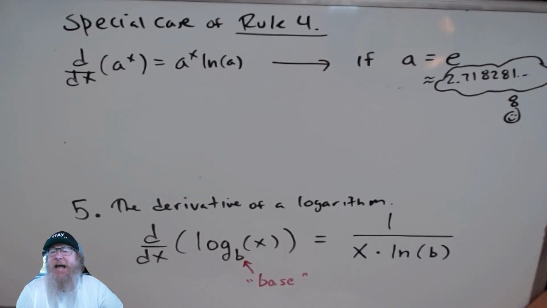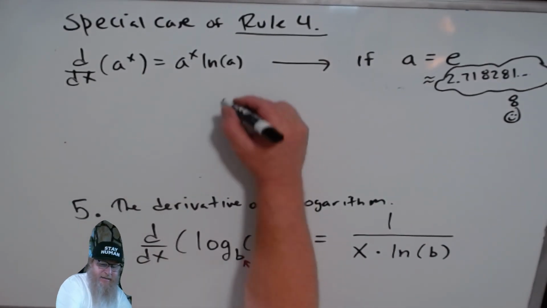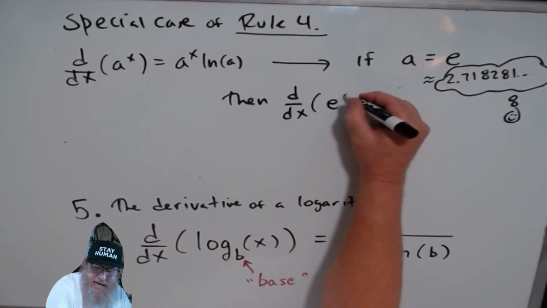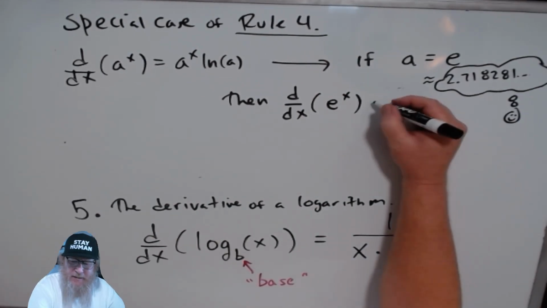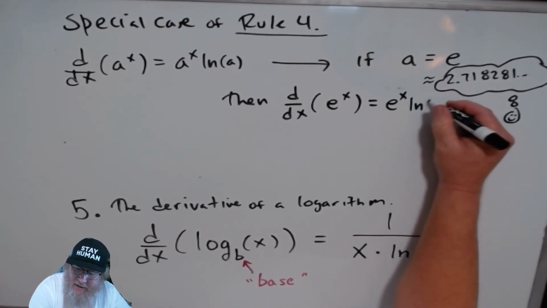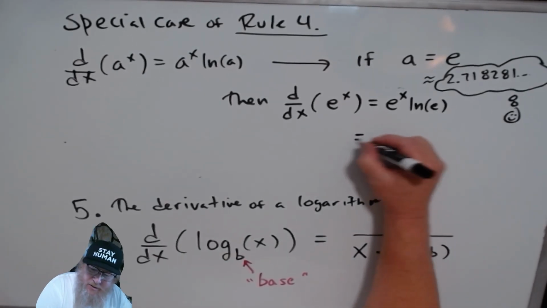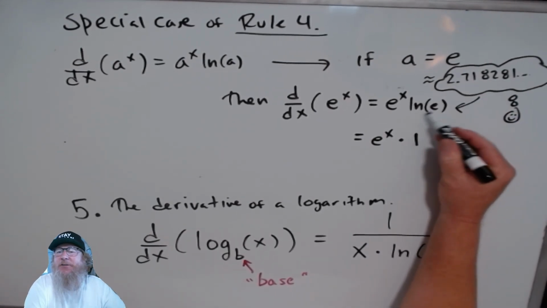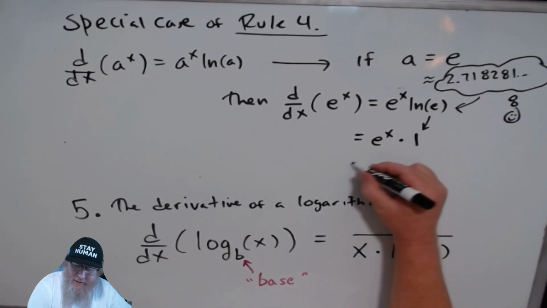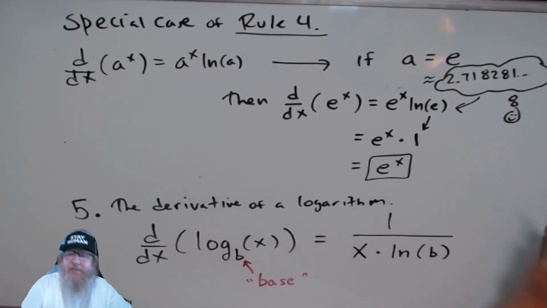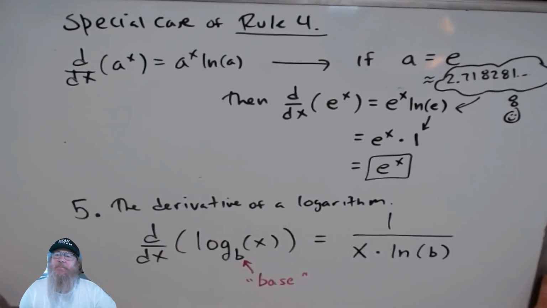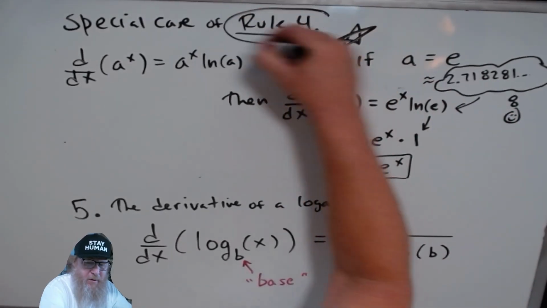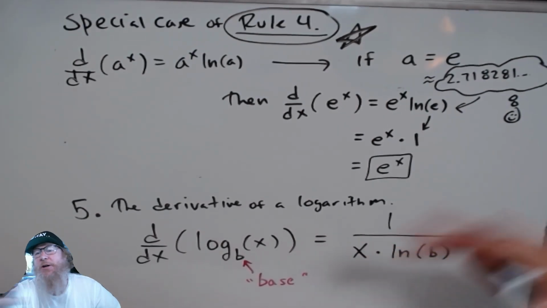All right, so if a is e, then the derivative of e to the x is e to the x ln of e, which is e to the x times 1. Yeah, because the natural log of e is just 1. And so that's just e to the x. So we'll call this a special case of rule 4. I mean, you could make it a new rule.